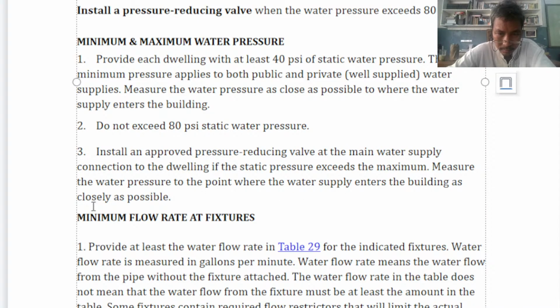So as the pipe enters the premises, we need what? A pressure gauge, so that we can measure the water pressure. Actually, we don't need the measurement itself. We just need a provision for measurement, so that we can put the pressure gauge on whenever we want to measure the pressure, and then take it off whenever we don't need it. So there is a provision, maybe a Y connector. Okay? Minimum flow rate at fixture is also needed.